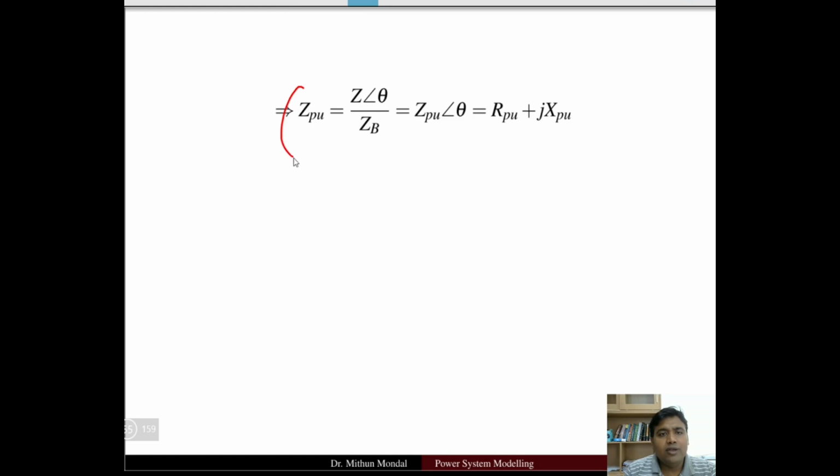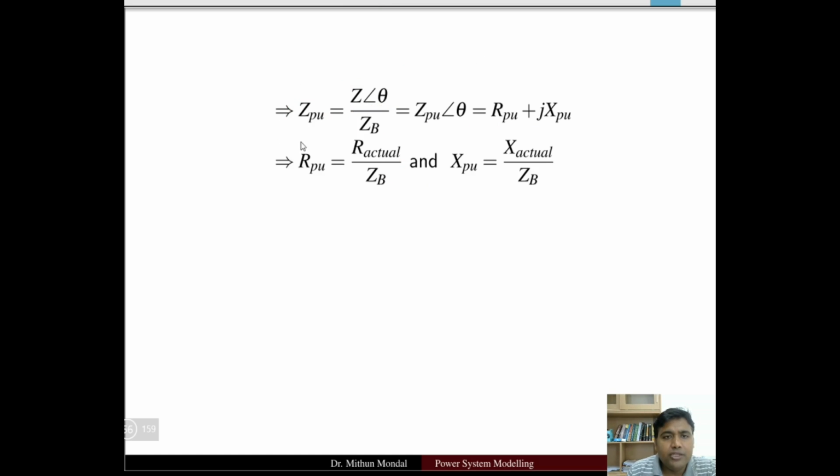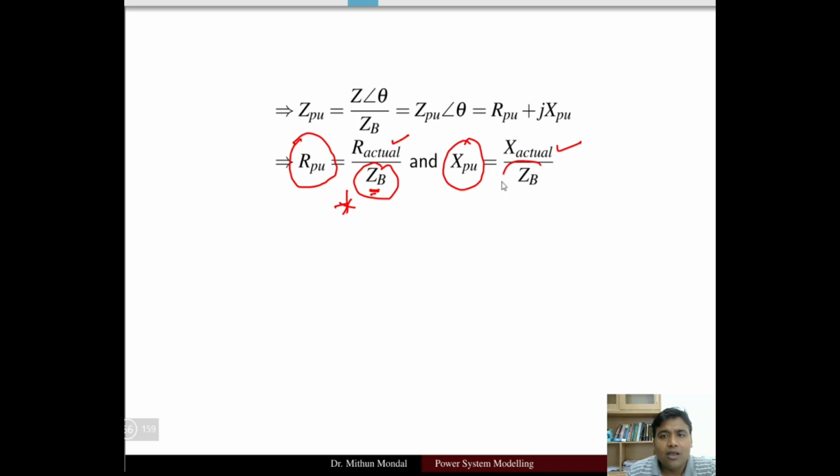So the per unit value of the impedance can be written as the actual value of the impedance divided by the base value. We have known that the actual value can be complex. However, the base value will always be a real quantity. So Z per unit angle theta is equal to R per unit plus j times X per unit. So for R per unit, whenever we are calculating with the actual value of the resistance, here we have to make a special note. We are not dividing with R base, rather we are dividing with Z base. Similarly, in X per unit, the actual value of the reactance, here also a special note, we are dividing with Z base rather than X base.